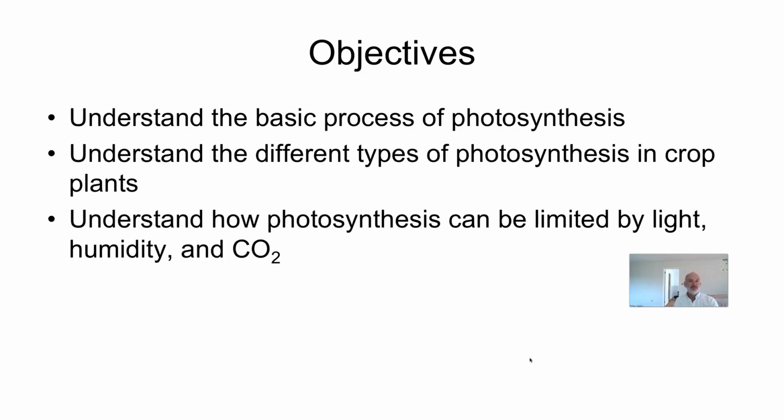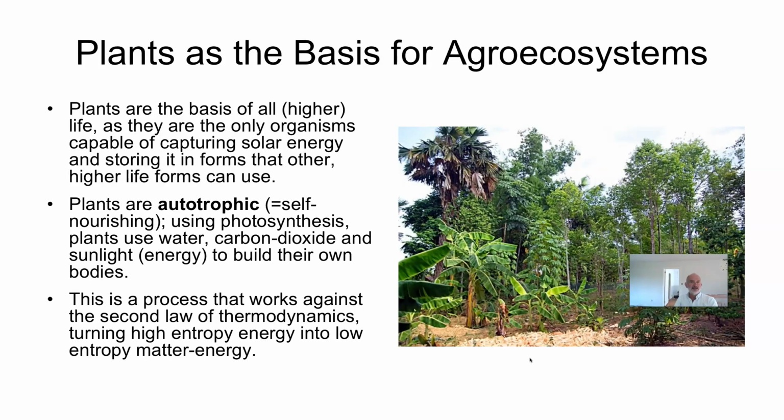All right, so we have three objectives for this short lecture. First is to understand the basic process of photosynthesis. Second is to understand the different types of photosynthesis in crop plants. We're going to talk about a couple of different pathways or variations that have evolved and that we take advantage of in agroecosystems. And third, I want to understand how photosynthesis can be limited by light, humidity, and carbon dioxide. These are some of the key factors that we think of as being inputs, although you'll see they're not the only ones. So those are our three objectives.